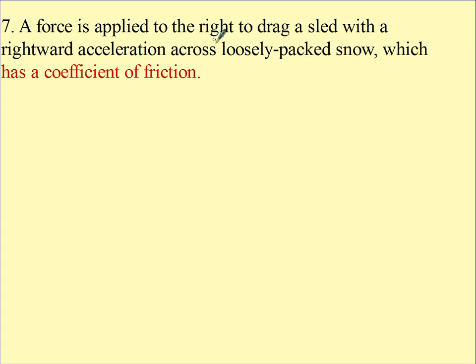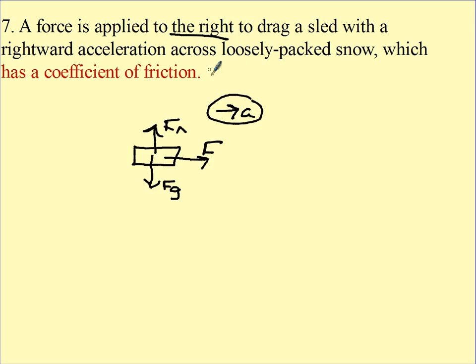A force is applied to the right to drag a sled with a rightward acceleration across loosely packed snow. Has a coefficient of friction. Okay, draw your box. First force you always draw is gravity. Goes straight down. Now it's sitting on the ground, so we're going to have a normal force. Normal force points straight up. Let's go back to the problem. A force is applied to the right. Okay, so I'm going to draw my rightward force. To drag a sled with a rightward acceleration, so I have acceleration going to the right, across loosely packed snow, which has friction.